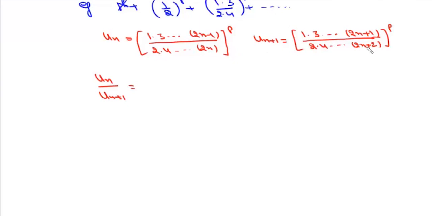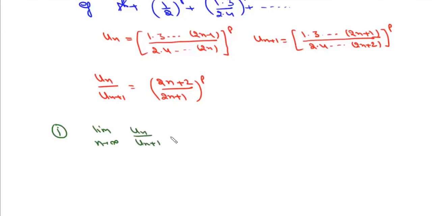This 2n minus 1 will cancel and this 2n will also cancel, so we'll get this as (2n plus 2 upon 2n plus 1) whole to the power p. Now first we'll use D'Alembert's ratio test. So it will be this limit n tends to infinite un upon un plus 1. So it will be this limit n tends to infinite (2n plus 2 upon 2n plus 1) to the power p.